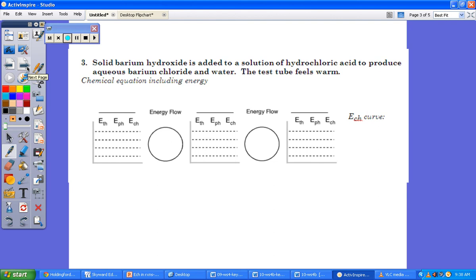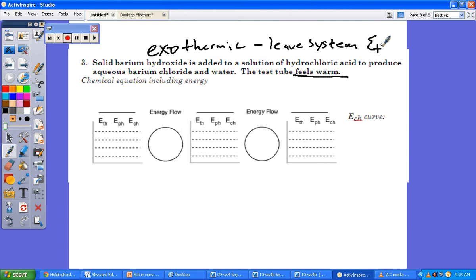Next one here, we have solid barium hydroxide is added to a solution of hydrochloric acid to produce aqueous barium chloride and water. The test tube feels warm. So if it feels warm, it's giving off heat, it's exothermic. So we're going to be having energy leaving the system. And again, that has to be energy in the form of thermal energy. It can't be chemical energy leaving.